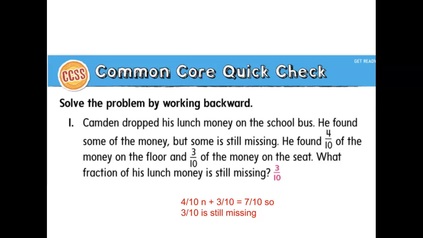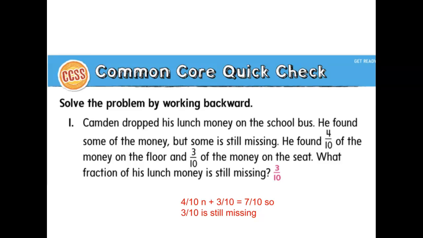All right. Camden dropped his lunch money on the school bus. Aww. He found some of the money, but some is still missing. He found 4/10 of the money on the floor and 3/10 of the money on the seat. What fraction of the money is still missing?